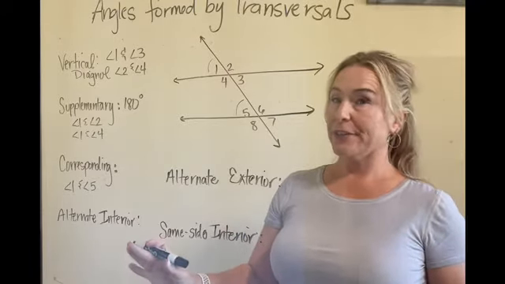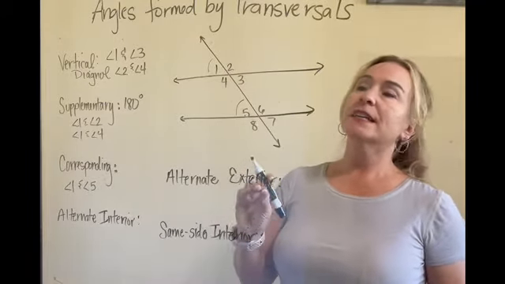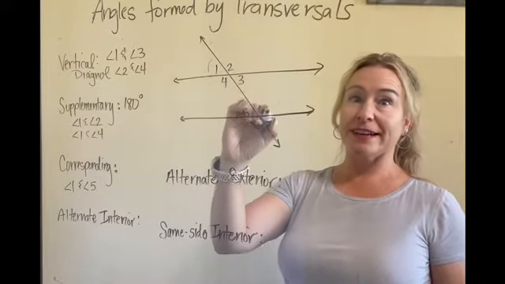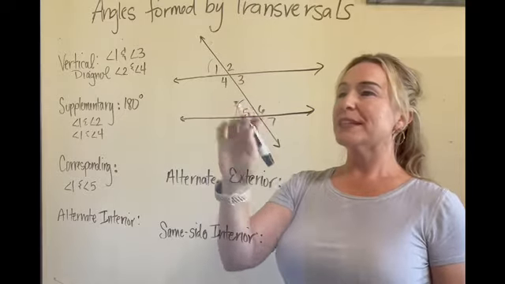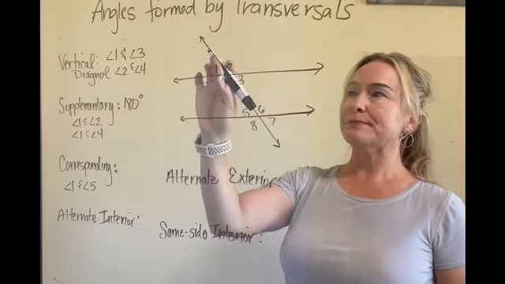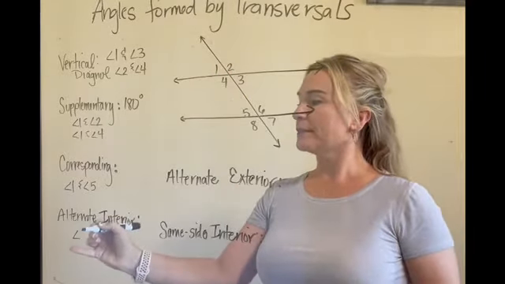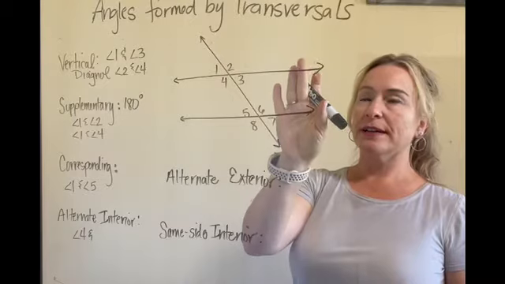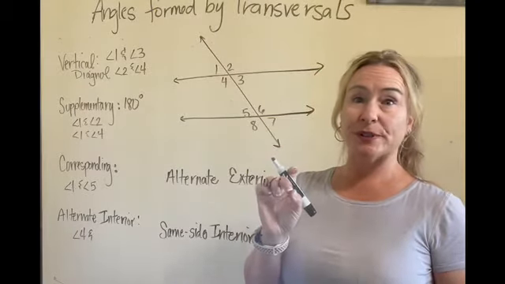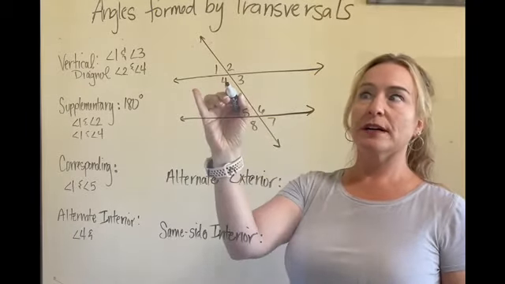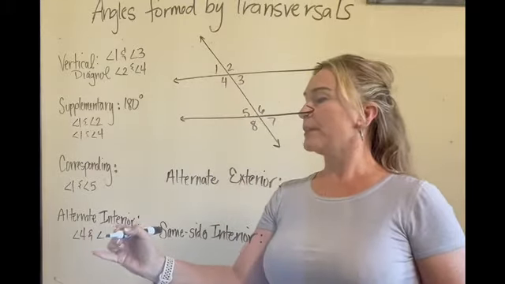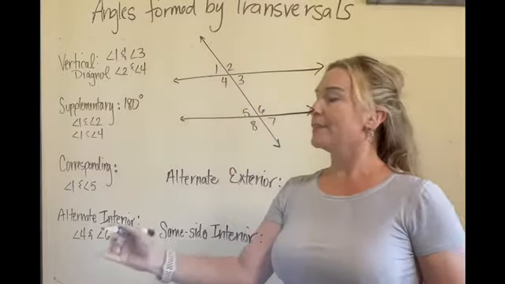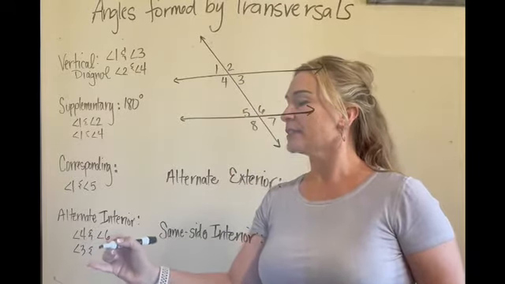Alternate interior. Again, let's come back to the train tracks. Alternating over the transversal. Interior means inside of the train tracks. So since the angles are supposed to match each other, if I chose angle 4, I want to look what is the other angle that alternates over the transversal and is on the interior or inside of the train tracks. That's also obtuse in this case. So that would be angle 6. Angles 3 and 5 are also considered alternate interior.